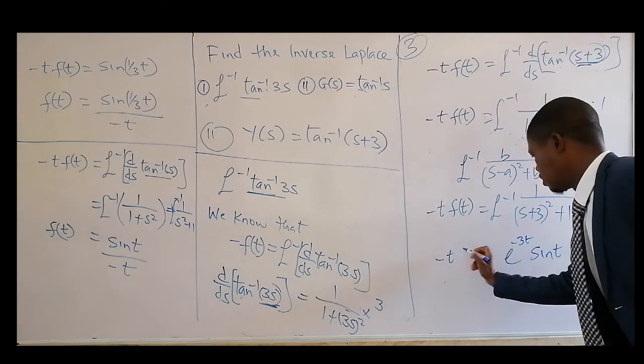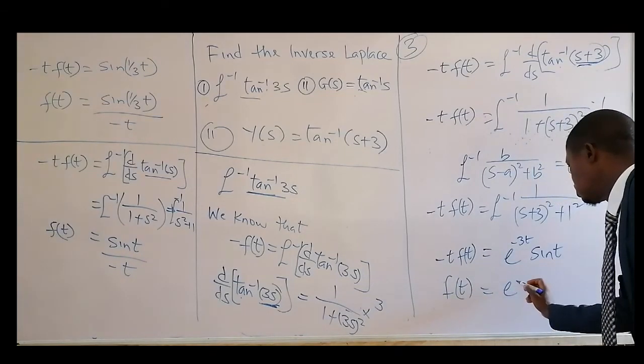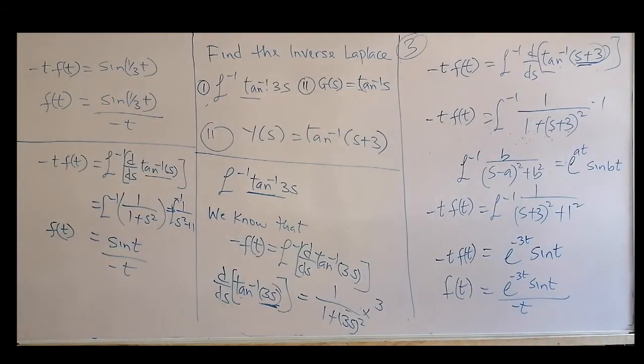So minus t f of t equals e to the minus 3t sine t, and f of t is equal to e to the minus 3t sine t over minus t. That's the answer, which you can express as minus 1 over t, e to the minus 3t sine t. Now the thing is that you must be acquainted with your properties of Laplace. If you cannot remember the table, you're not able to get the answer. So this is a property here. That's that on this question.